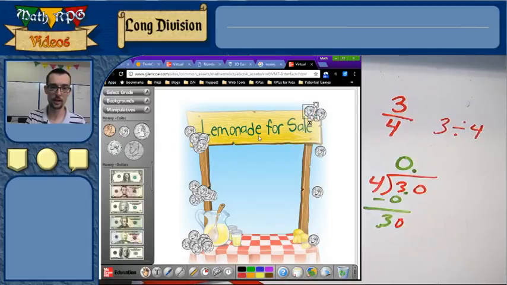Each person would get at least 2 dimes. They could do that. Okay, let's see. How many dimes did I have? I had 30 dimes, right? So I should be able to do 30 divided by 4. That should be able to give me, what, 7? 7 dimes per person? Let's see if it works out.